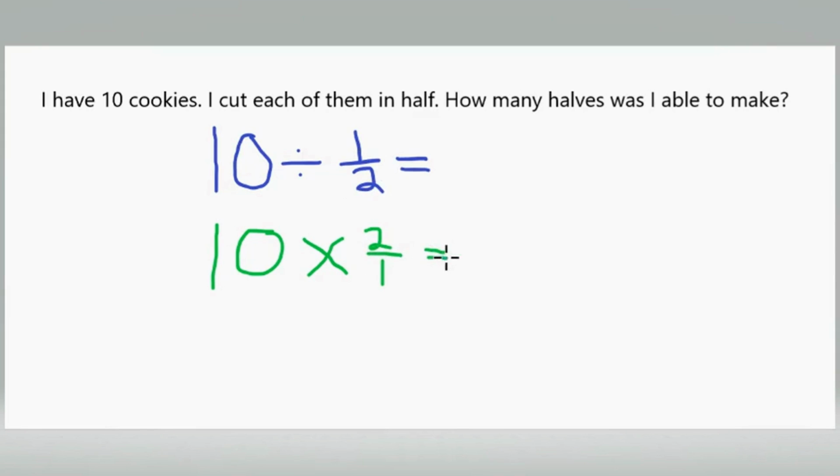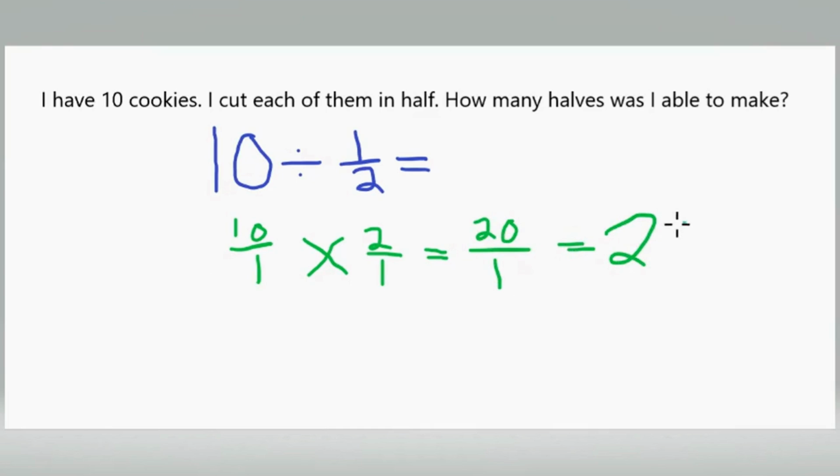we'll get our answer. And of course, you could think of 10 as a fraction, right, which would just be 10/1. So I'm going to rewrite that to make it easier. 10/1. So now we have 10 times 2, which is 20, and 1 times 1, which is 1. And 20/1 is still equal to 20. So we get the same answer.